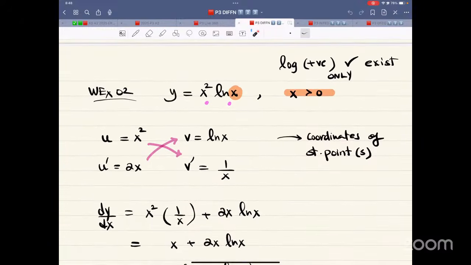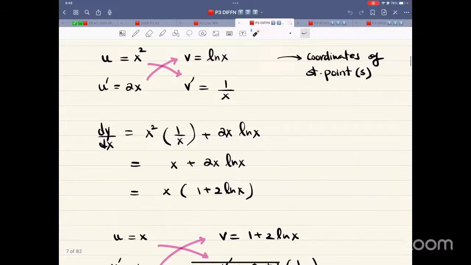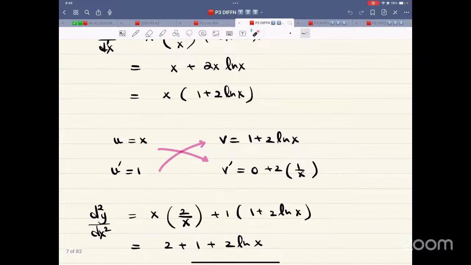Something like this, y equals x squared ln x. Now, whether they write it or not, whenever something with ln appears, whatever is over here should be positive. Why? Because log only exists for a positive value. So this is x squared, this is 2x, this is ln x, this is 1 over x, this is the product rule. I'm interested in the coordinates of the stationary point. X squared into 1 over x, 2x into ln x. I can take x common out, 1 plus 2 ln x. Let me do the differentiation once more.